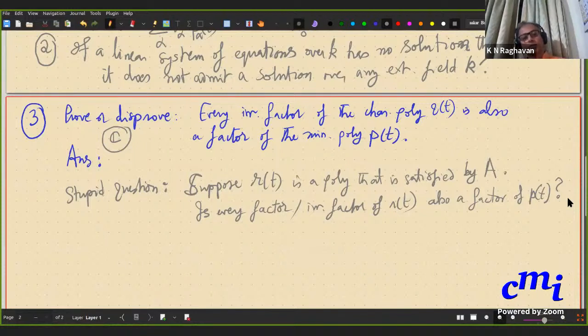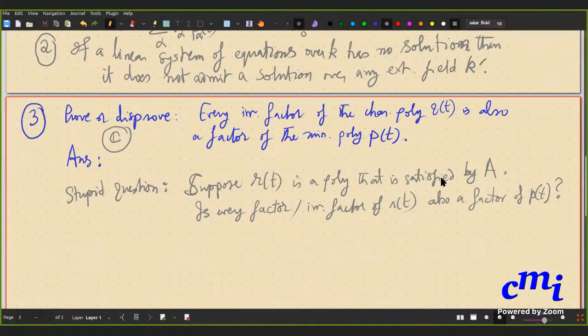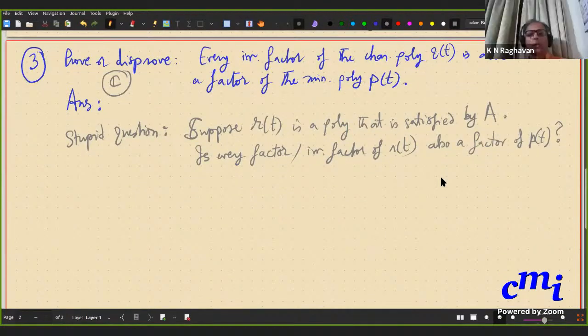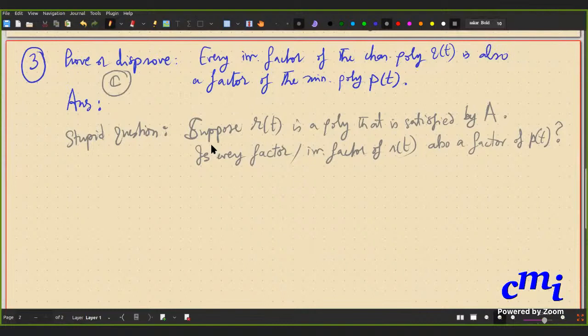So why is this question stupid? By the Cayley-Hamilton theorem, you know that Q(t) is a polynomial that is satisfied by A. Now I'm taking a general polynomial that is satisfied by A. So maybe it is a fact that every polynomial which is satisfied by A will have the same roots. Maybe the roots will be different in algebraic multiplicity, but they will have the same roots. Could you repeat what you said?